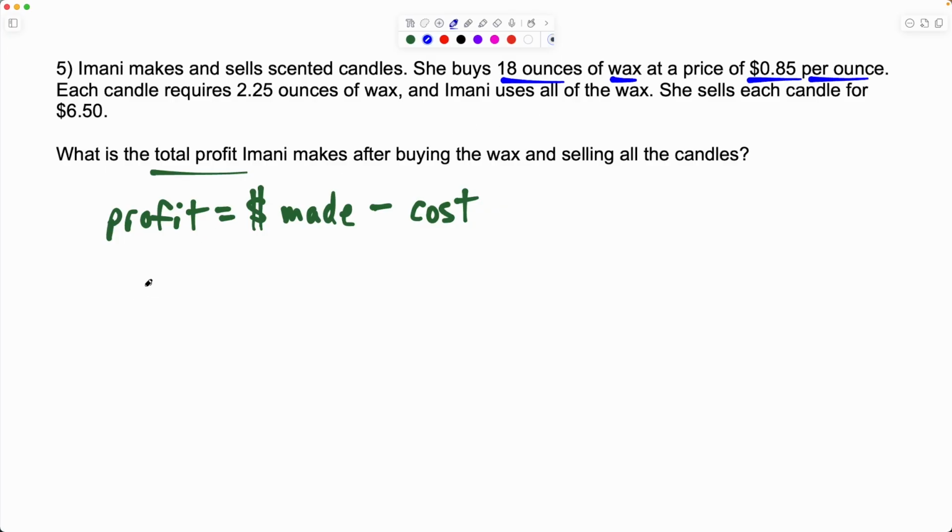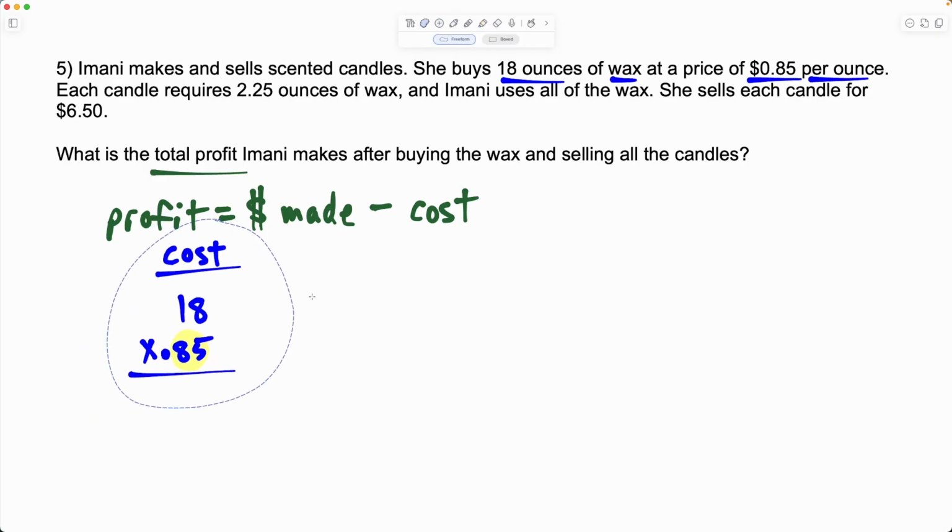So for this one, if we want to find the cost, that's what's showing up first in the question. We're going to multiply 18 by 0.85. Okay, so we're going to do 18 times 0.85. And for this one, notice we have a decimal here, and we have 2 digits to the right of the decimal. And I'll just move this up a little bit so we have more space. So at the end of this multiplication here, we have 2 decimal places that we're going to have to pay back. Okay, so we have 2 decimal places to account for.